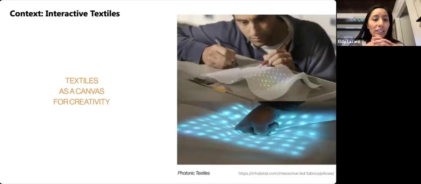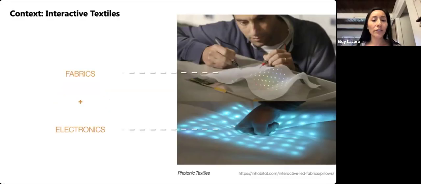But when we are thinking about interactive textiles, what's commonly understood by interactive is that electronics are embedded in textiles. So we have these two components, fabrics on one side, electronics on another. And by electronics, it's usually soft electronics, so electronics that can bend. We combine them together to make these interactive textiles. Sometimes they can be LEDs, like this project of photonic textiles.